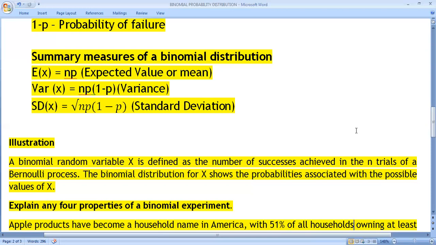So here, they are asking you to explain any four properties of a binomial experiment. Those properties, we have already looked at them up there. So you need to know those properties of a binomial experiment.